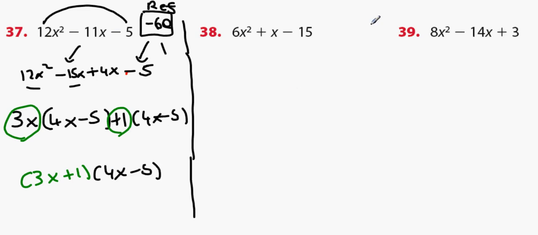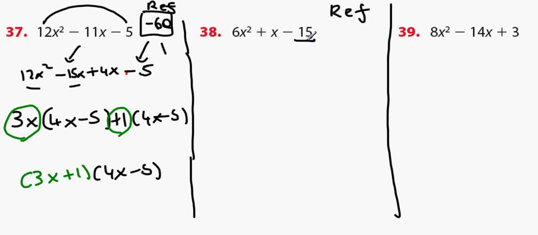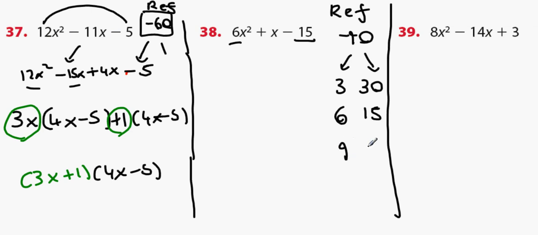Now this question here, we're going to find the reference number. The reference number is minus 15 by 6, which is going to give you minus 90. Then minus 90, break it up into its components or its factors. We can have 3 and 30, which differs by 20. Too big. Let's go bigger again, maybe 6 and 15, or 9 and 10. Now which one of these differs by 1?